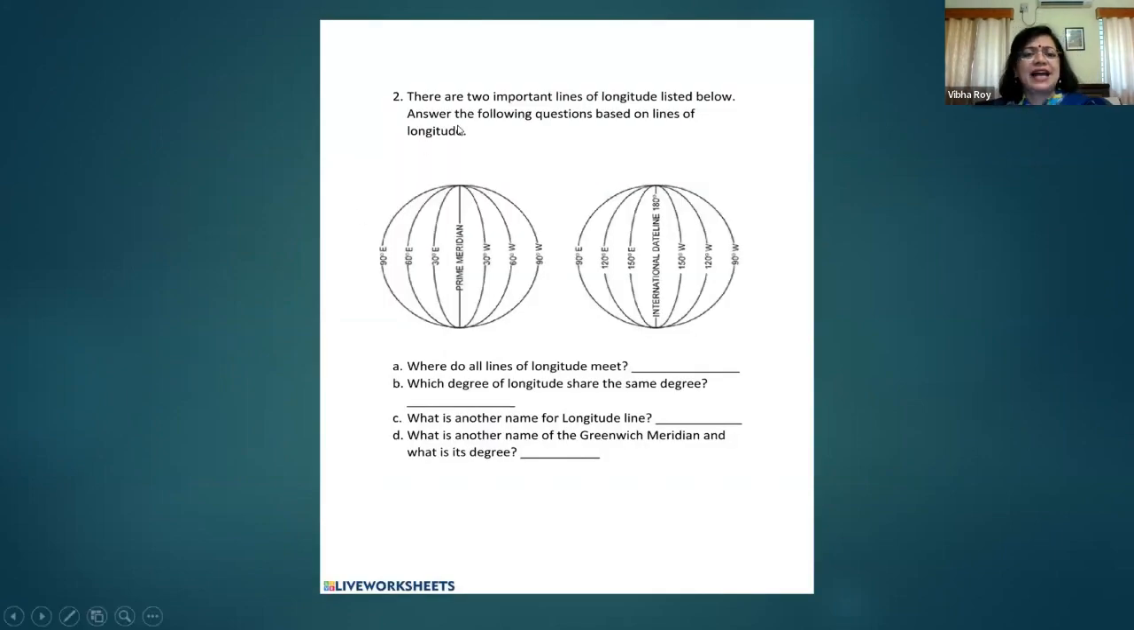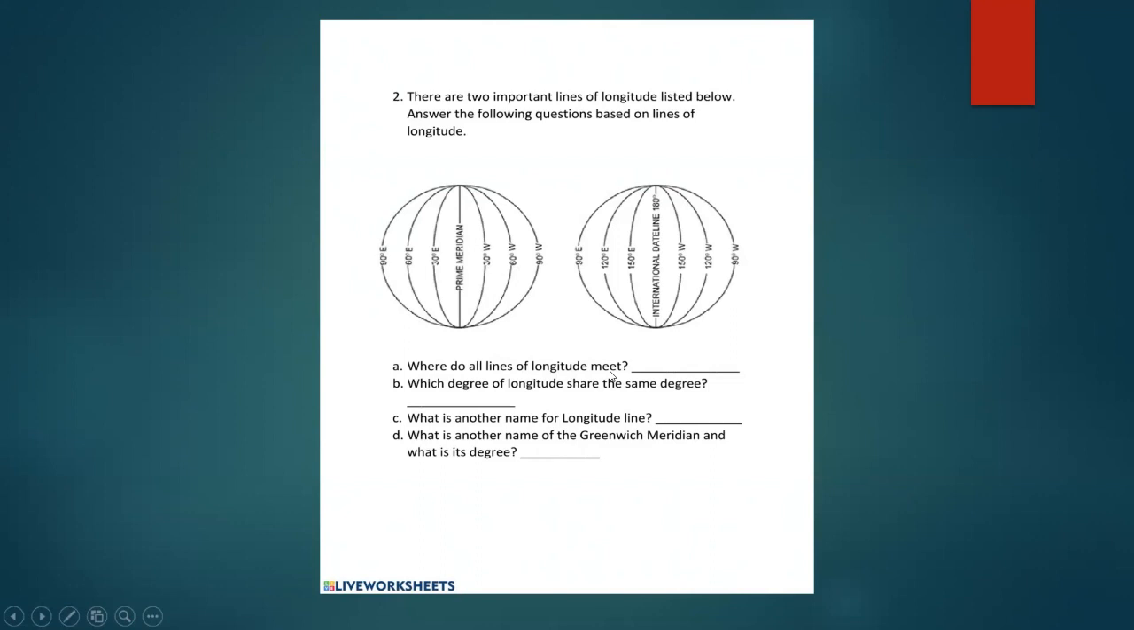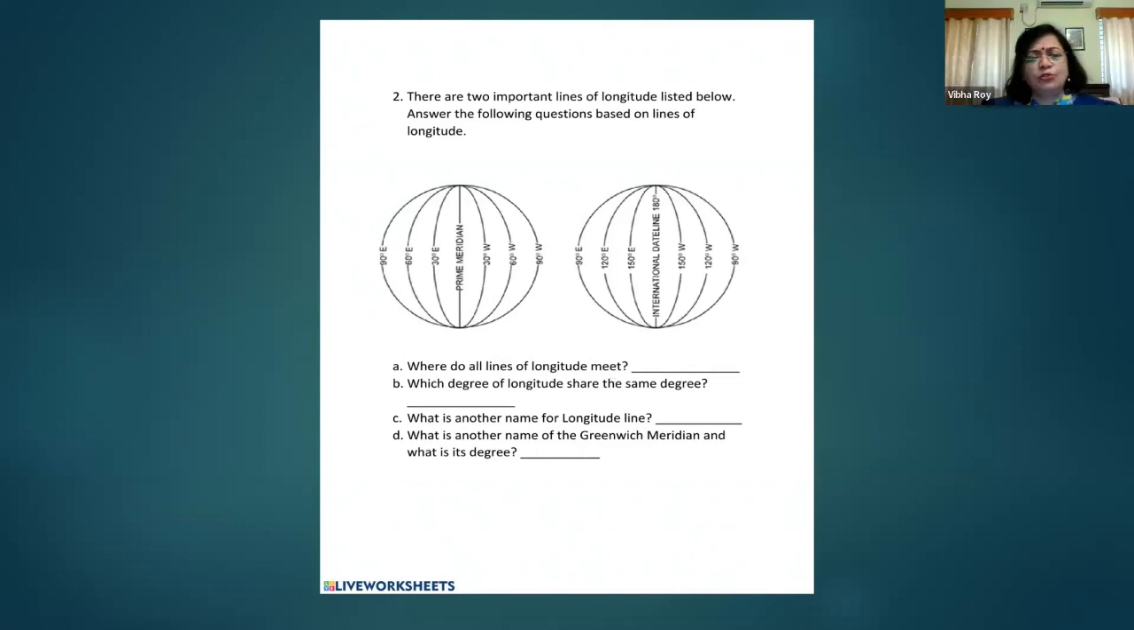Now, let us see this activity. There are two important lines of longitude listed below. Answer the following questions based on lines of longitude. Here you have the prime meridian and different longitudes given. Again, in this picture, we have the international date line and various longitudes given. Where do all the lines of longitude meet? At the poles, the North Pole and South Pole.